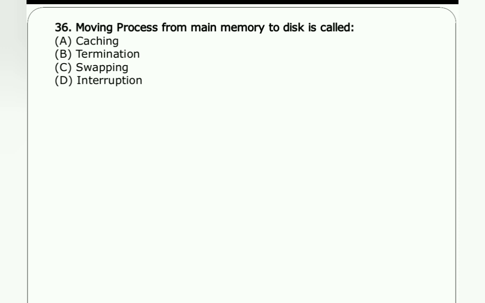Next one. Moving a process from main memory to hard disk is called dash. So what is the process of moving a process from main memory to hard disk? It is called swapping. Swapping is a very useful technique that enables a computer to execute programs and manipulate data files larger than main memory. So actually, in the main memory and the hard disk.